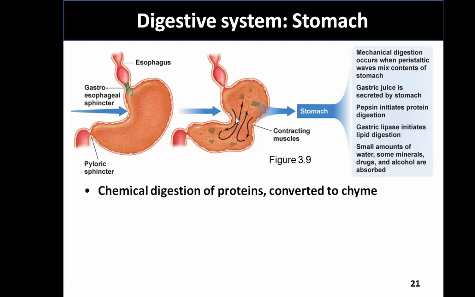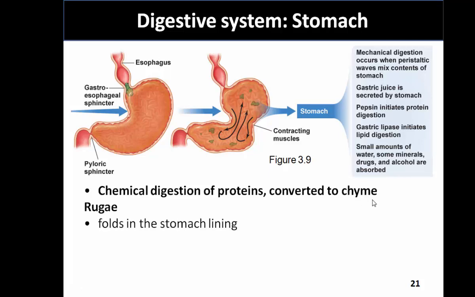And so we see not just mechanical digestion, but we also see chemical digestion, primarily of proteins. So when you think about the three macronutrients, carbohydrates, proteins, and lipids, protein digestion from a chemical perspective begins in the stomach, and that's where the bolus of food gets converted into chyme.